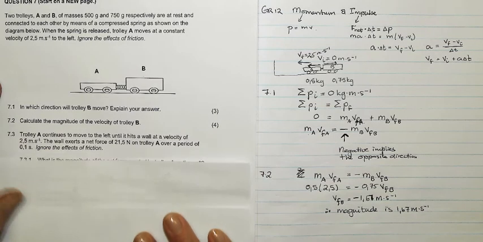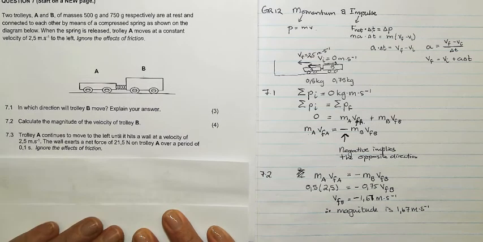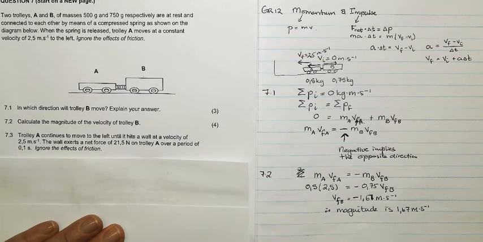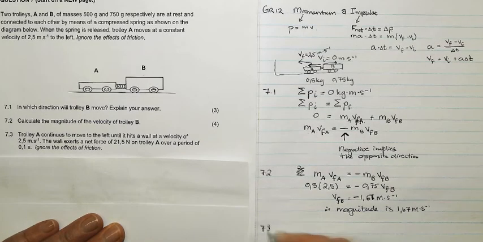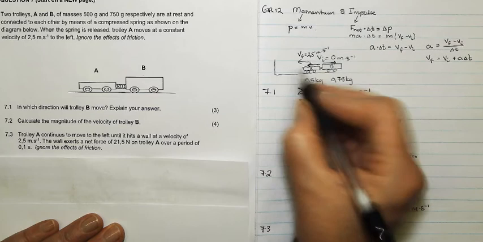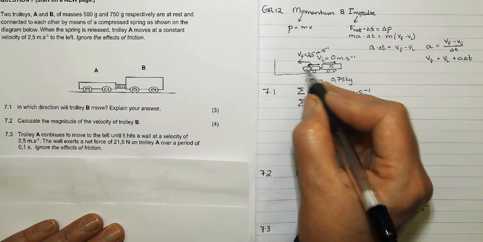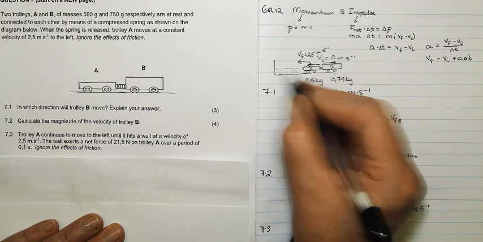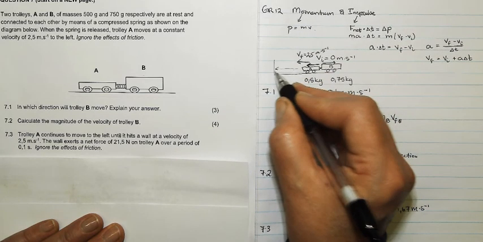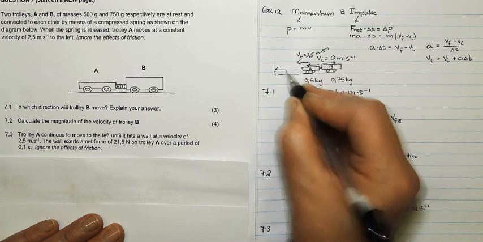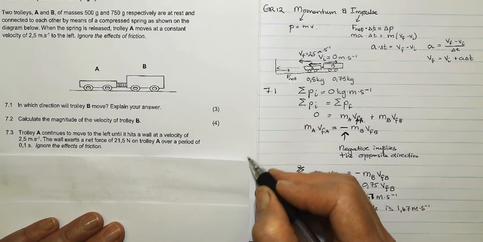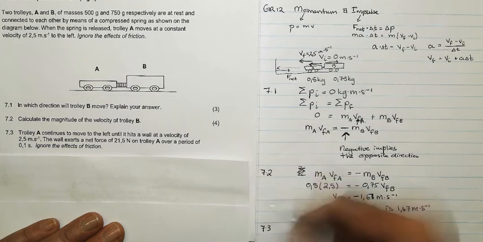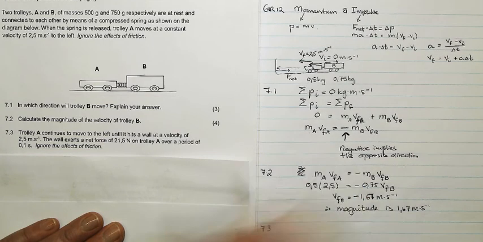Let's move on. They say this trolley, in question 7.3, they say that this trolley A collides with the wall. So it moves at a constant velocity, it hits the wall, and the wall exerts a force, which is a net force because it will change the direction and therefore the acceleration of the trolley.